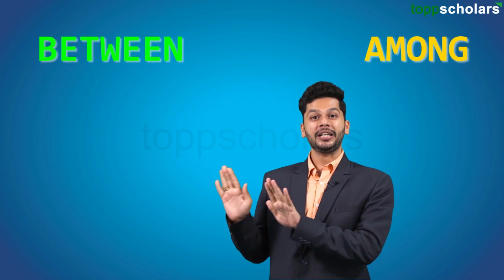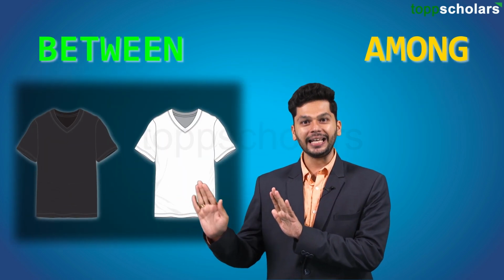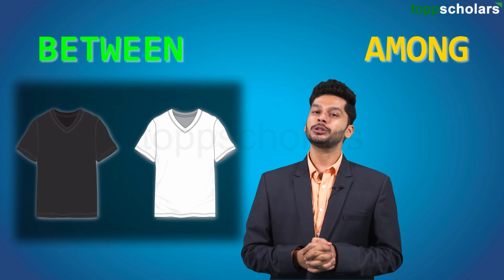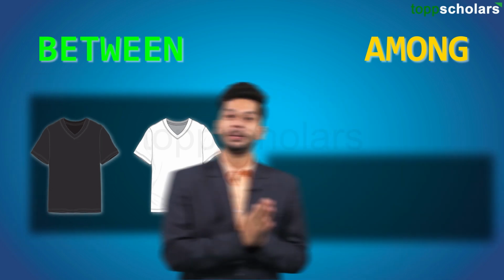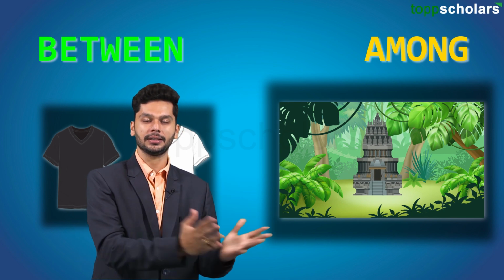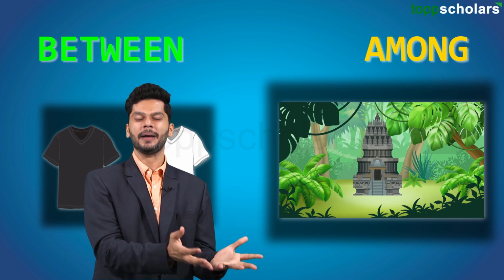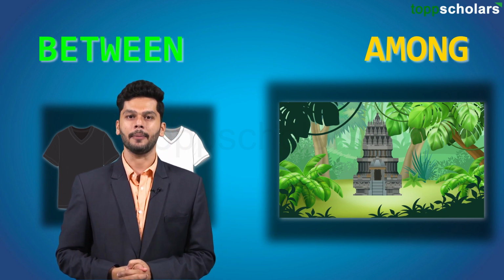Now let's look at the difference between among and between. We use between when we want to indicate a stark distinction between two or more objects. For example, between these two shirts, I like this one more. And we use among when there is something surrounded by other things. For example, the temple is hidden among the trees. As the temple is surrounded by the trees, we use the preposition among.